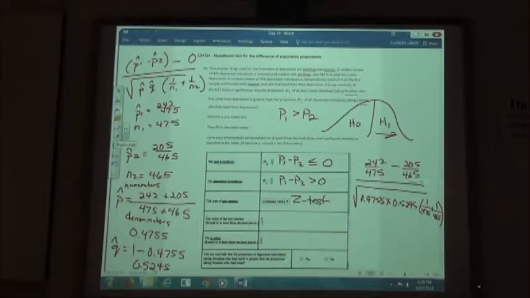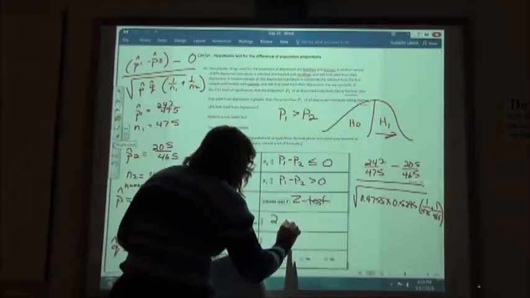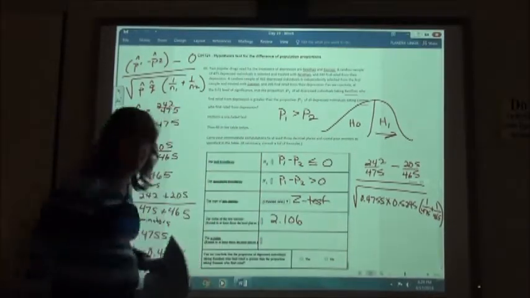Parenthesis, 1 over the 475, which was our n1, right behind there, plus 1 over 465. Make sure you get right behind the line. And then close the parenthesis on that, and hit equal. So we get what for the value of our test statistic? 2.106. Okay?